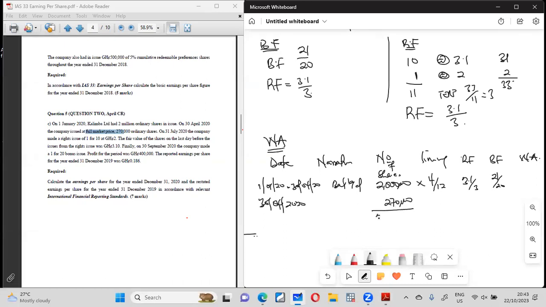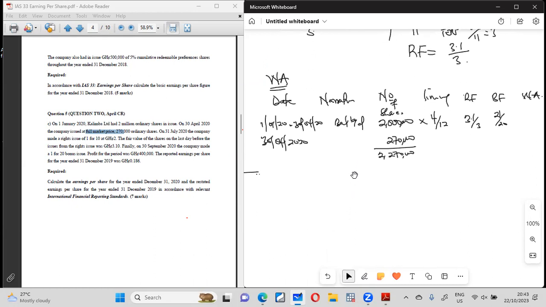So 270, we have 2,270,000. All right. Now, you need to be careful because it's not like the first example we did that had A, do this, B, do this, C, do this, D, do this. No, it wasn't like that. This one is when everything is all together in one question like that.